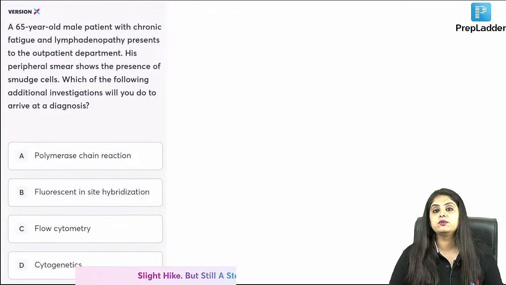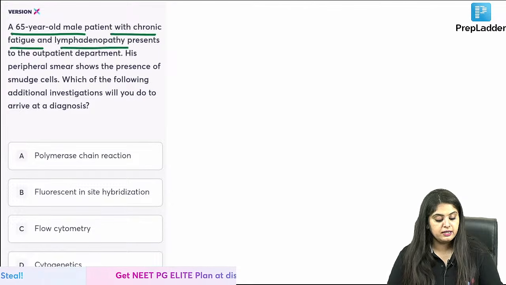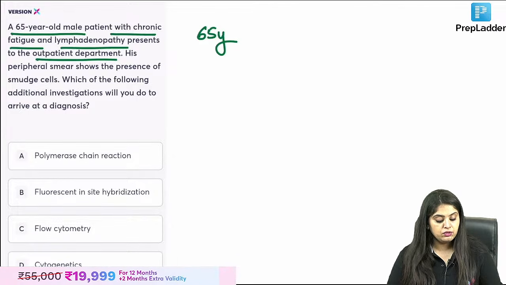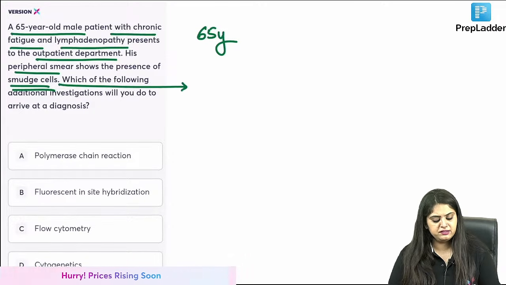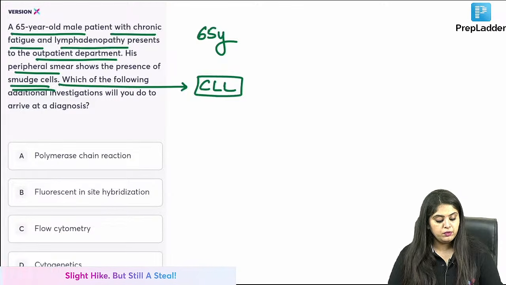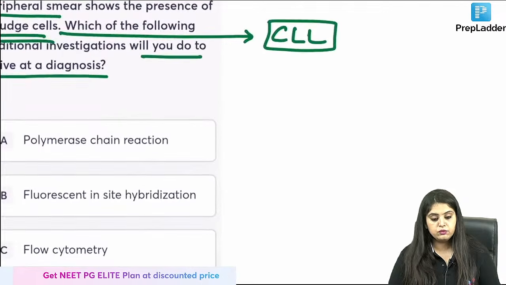Again, a new question which I got from the Q Bank. A 65-year-old male presents with chronic fatigue and lymphadenopathy to the outpatient department. So one thing is certain, here I have an elderly patient. Now the peripheral smear shows the presence of smudge cells. Ma'am, as soon as you say smudge cells, our answer is ready. Our answer is CLL. We don't think much. What will you do to arrive at a diagnosis? What is your investigation for CLL that you would want to do?